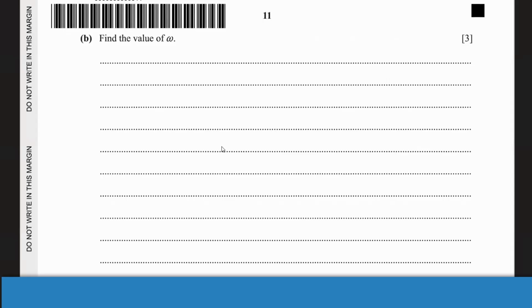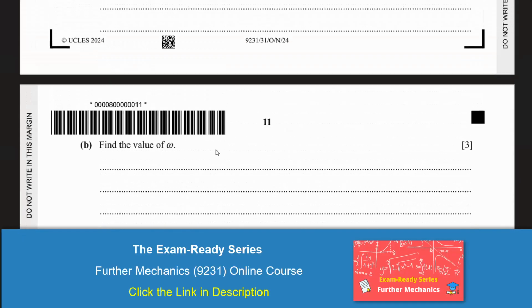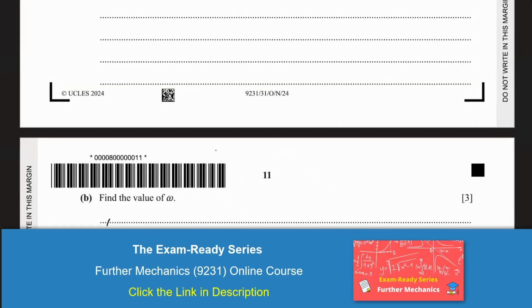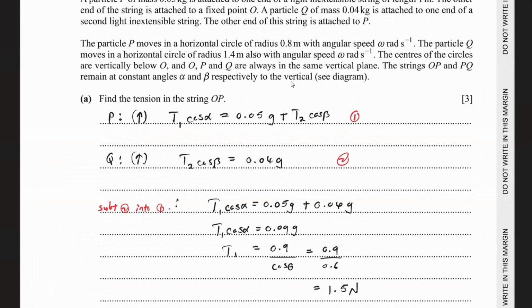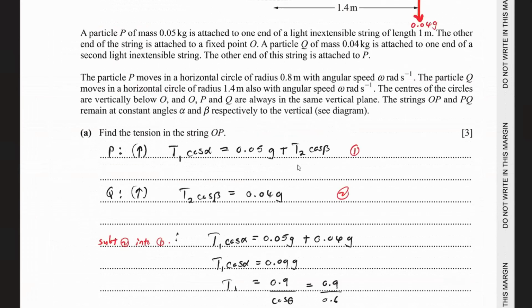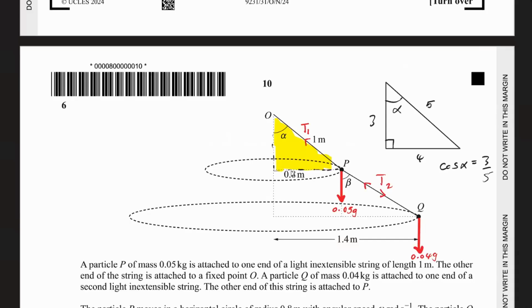Let's go on to part B. Find the value of omega. So now we're going to consider Newton's second law. Basically, we're going to resolve horizontally. For part A, we considered equilibrium and we resolved vertically. But now, since we are talking of omega, which is the angular speed, we have to resolve towards the center of each circle. So let's start with particle P.